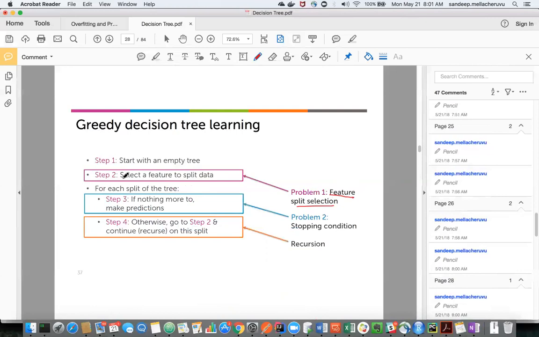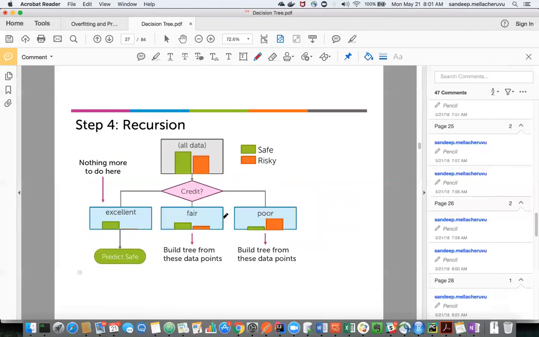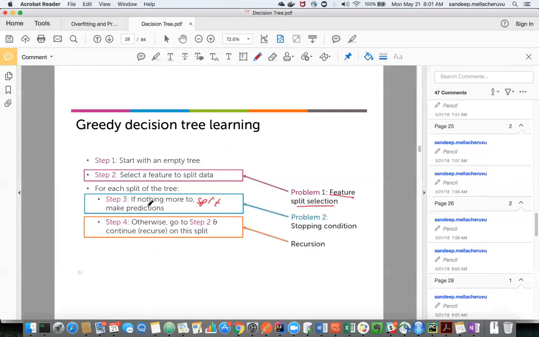Start with an empty tree. Select a feature to split. For now, let's say I randomly selected one feature, but we'll get to know how we are selecting the feature. Then for each split, if there is nothing more to split, because when will we get nothing more to split? If all of them are one category, why do you need to split? So that's why you don't split. Then make predictions directly. Otherwise, go to step 2 and continue to recurse on the split.